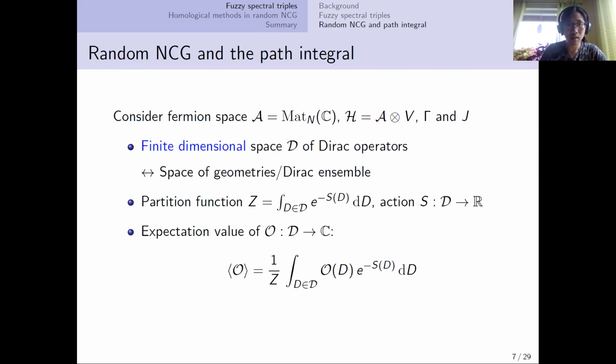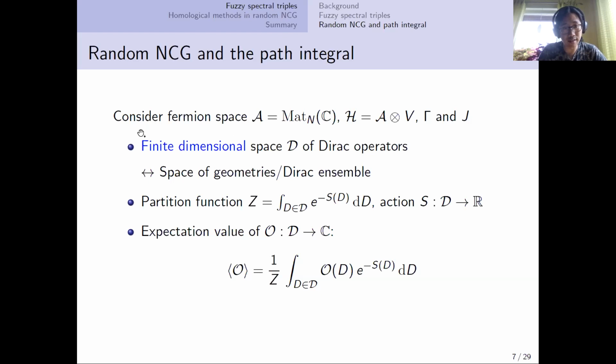So this takes us to random noncommutative geometry and the path integral. Right, so we will now fix a fermion space. We fix a matrix algebra, we fix N, and then we have a Hilbert space, this chirality operator and the real structure. The crucial part here is that this space of Dirac operators is finite dimensional. As we said before, these are interpreted as the space of geometries. And it's called the Dirac ensemble.